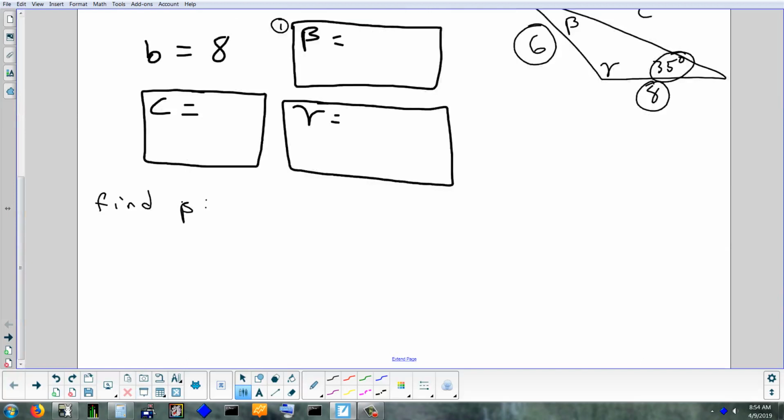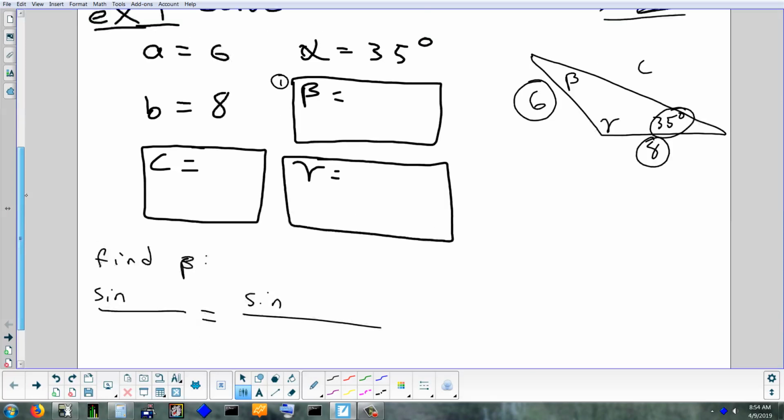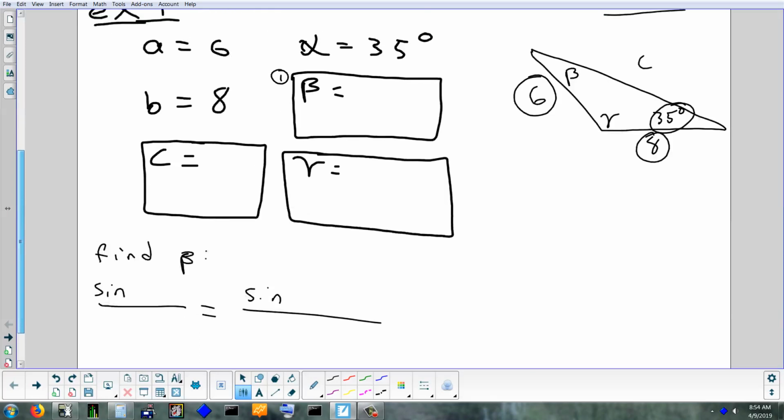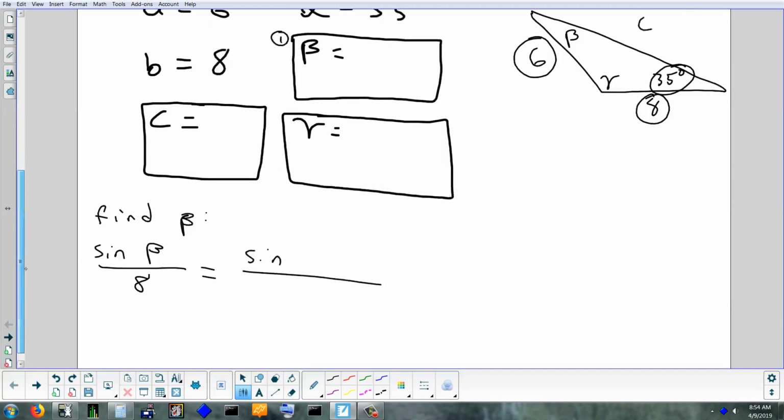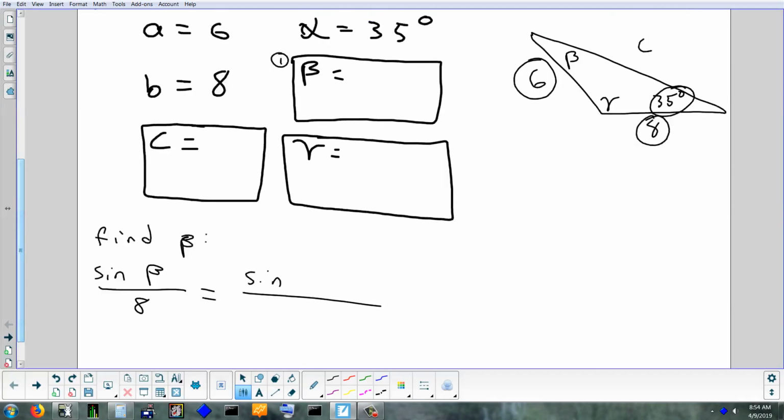Kayla, can you tell me what my proportion will be to find beta? Sine beta over 35. Careful, you don't want to mix your rows. One side of the proportion is one row, the other side is the other row. So this side is going to be all your beta stuff on the left: sine beta over 8. Yep. And then what about on the right? Sine 35 over 6. Yes. Yep, sine 35 over 6.